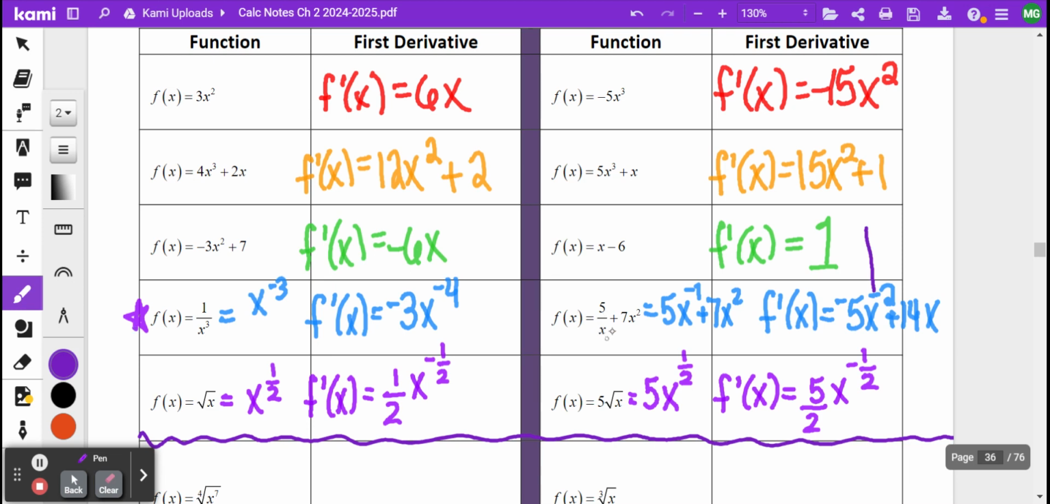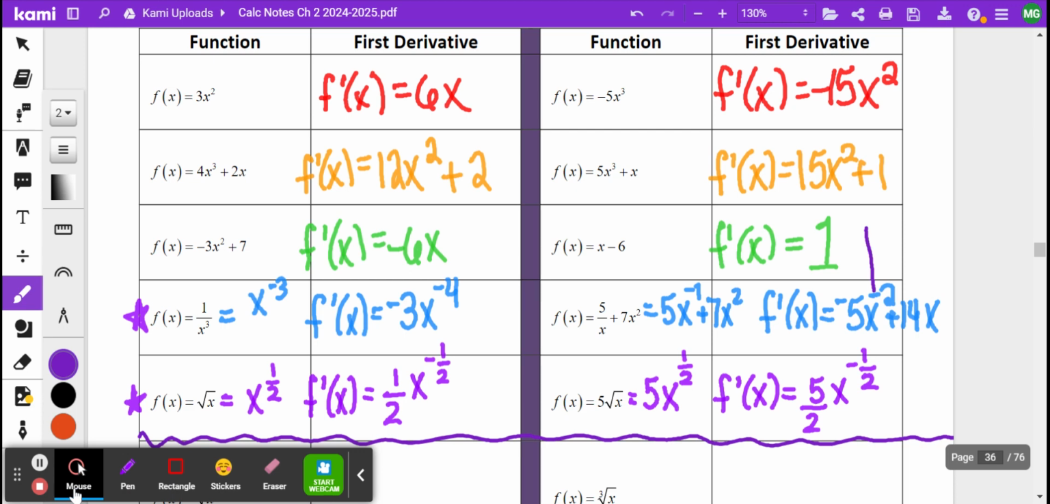Same thing here. We're taking that x and bringing it to the numerator to make it x to the negative 1. And these last two were both in terms of radicals, and it's easier. We want to rewrite those as x to the 1/2 using their rational exponents instead of the radicals.